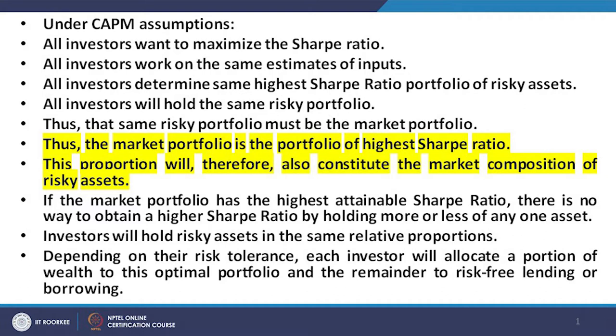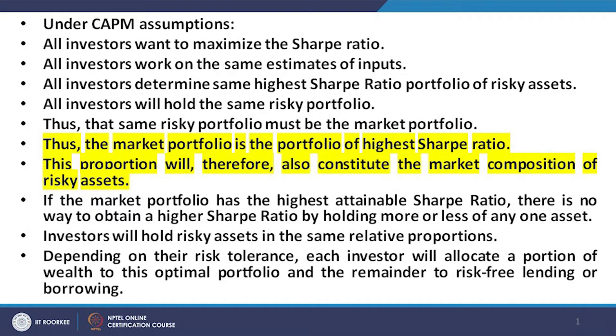Market outstandings must consist of the same proportion of securities of risky assets, and therefore, the market portfolio must also be the portfolio which has the highest Sharpe ratio. The proportion will therefore also constitute the market composition of risky assets that I have already explained. Now, if the market portfolio has this highest attainable Sharpe ratio, there is no way to obtain a higher Sharpe ratio by holding more or less of any one asset.